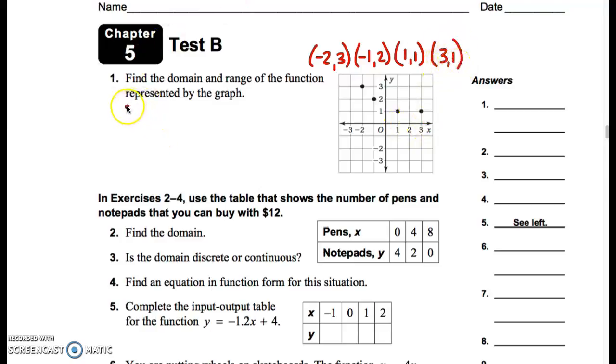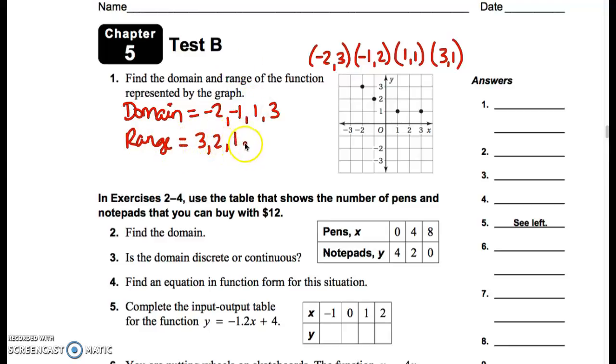So when I am finding the domain, it's going to be all of your x values. So we have -2, -1, 1, and 3. And then your range values are all of your y values. So 3, 2, 1, and then 1 again. Okay, so there's your domain and your range. Domain are your x values, range are your y values.